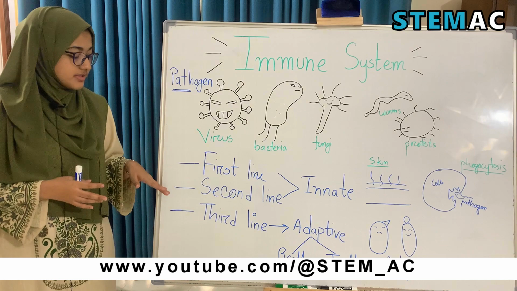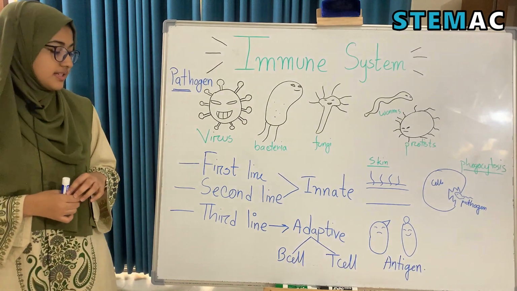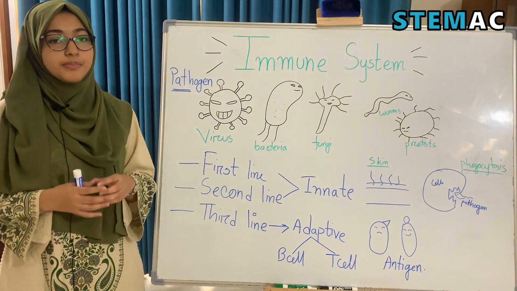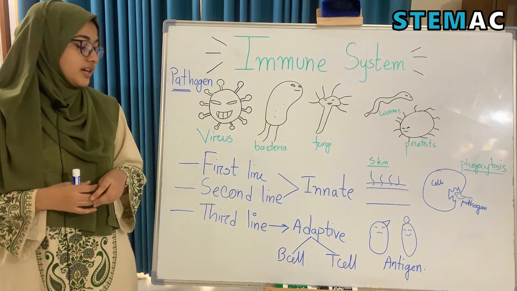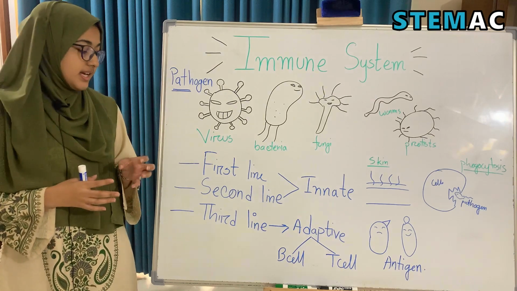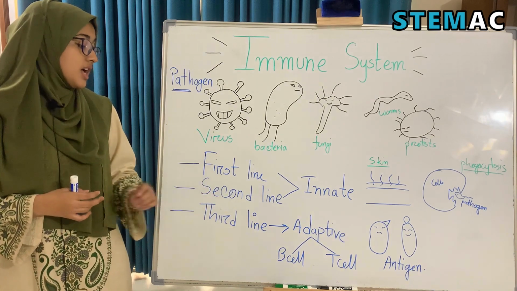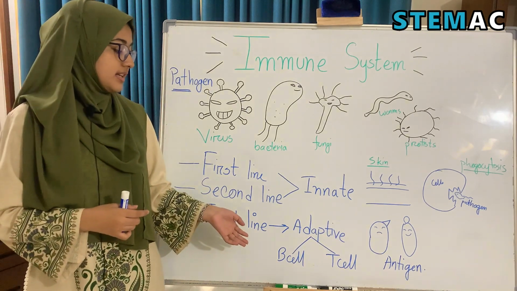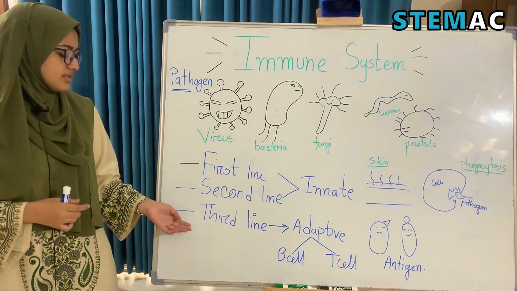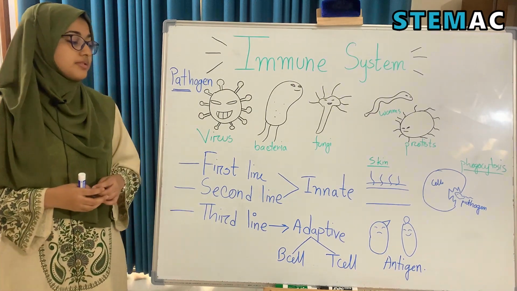So then comes the third line of defense. The third line of defense is an adaptive mechanism. The pathogen first enters our body, and our body reacts towards it, and that gives the adaptive immune system. In the adaptive immune system, B cells and T cells work. So how does the third line of defense actually work? We can talk about an example.